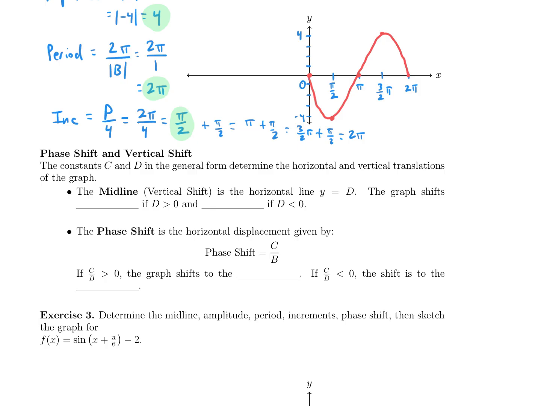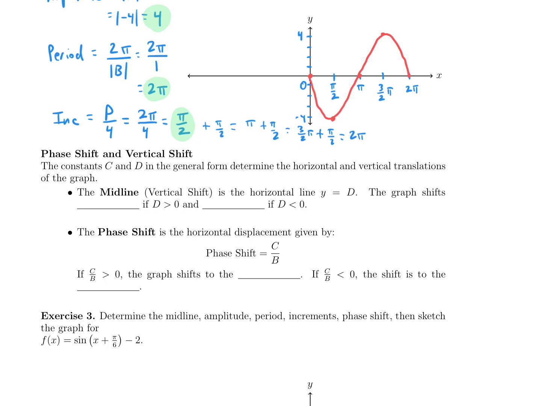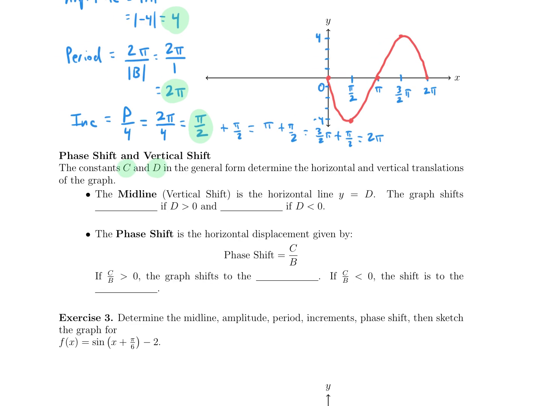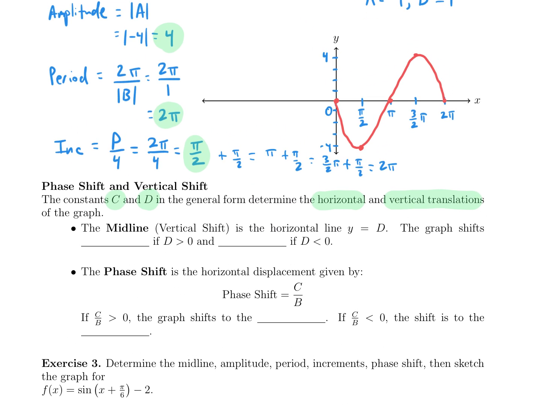The next values that we're going to look at are constants c and d of the general form. And those two values are going to determine both the horizontal and the vertical translations of the graph. So the midline is what goes right through the middle of the graph. So that's why it's called midline, and that will determine your vertical shift. If the graph moves up, then that's a vertical shift, or the graph can also move down.